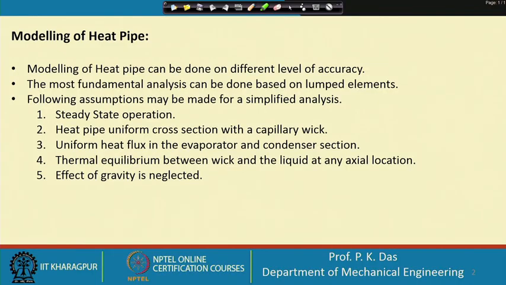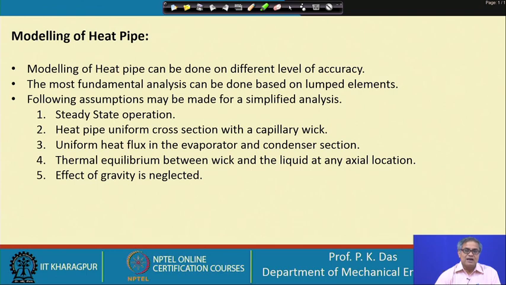So, if we look into the PPT, the most fundamental analysis can be done based on lumped element. So, we will do one lumped element kind of analysis. The following assumptions may be made for simplified analysis. Steady state operation. Actually for design one can do steady state analysis, but the analysis I will show will give you the procedure for doing transient analysis also. Heat pipe of uniform cross section with a capillary wick, that is the basic structure of heat pipe. Uniform heat flux in the evaporator and condenser section, thermal equilibrium between the wick and the liquid at any axial location.